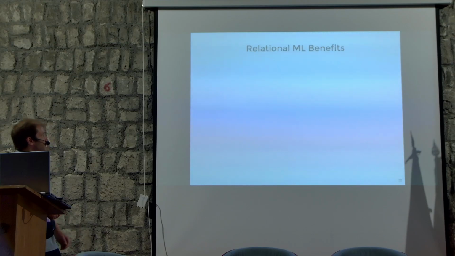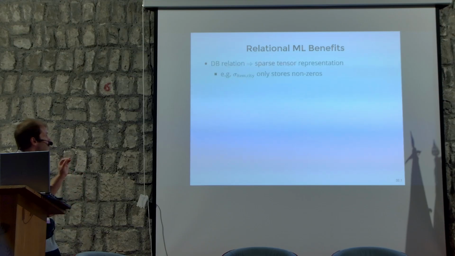This is in terms of runtime. But what else do we gain out of this approach, which is the relational approach for machine learning? Other benefits that we get out of the box in this approach is that database relations are natural representations for sparse tensors. In particular, just because we are encoding our computations as database queries, we will naturally end up only computing and storing non-zero parts of all the tensors and matrices involved.